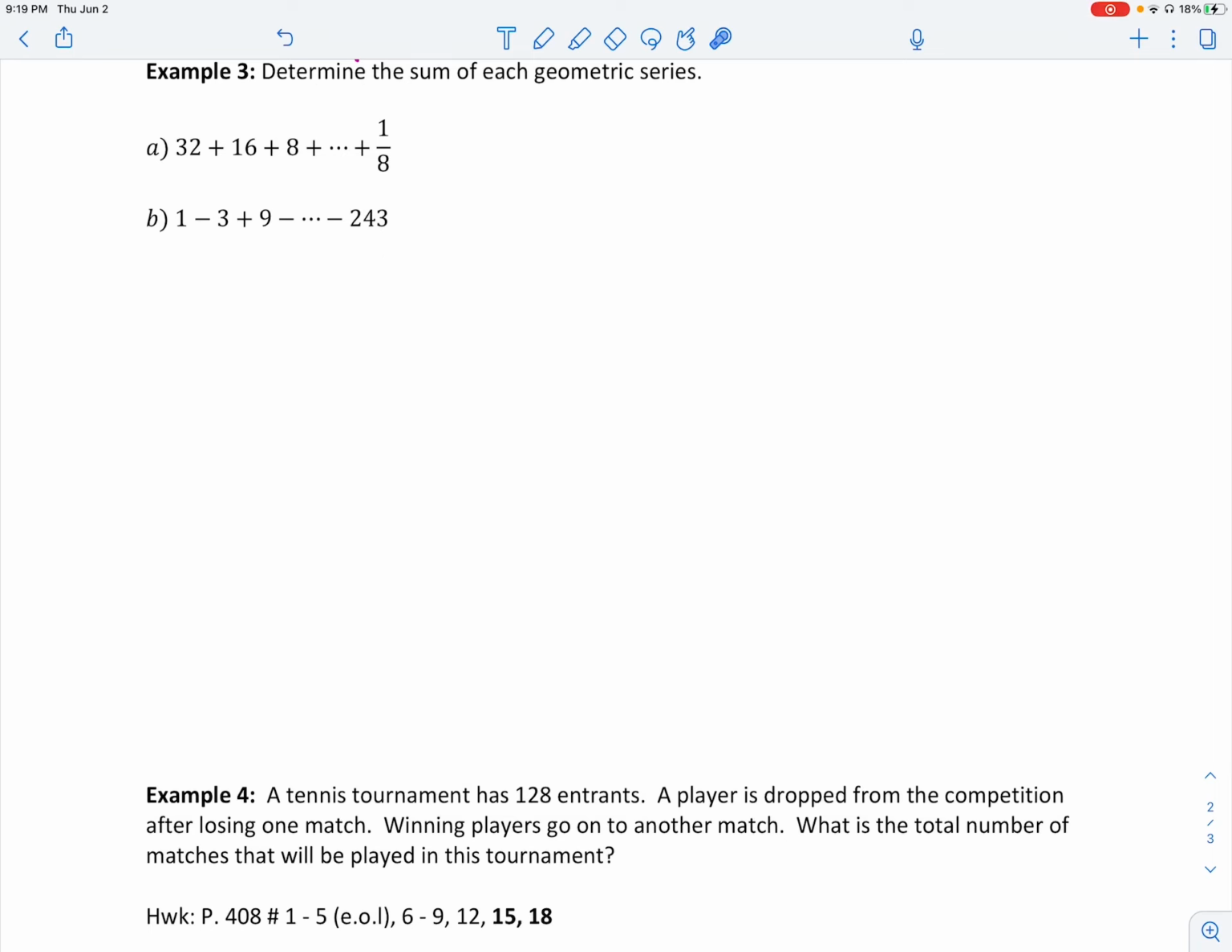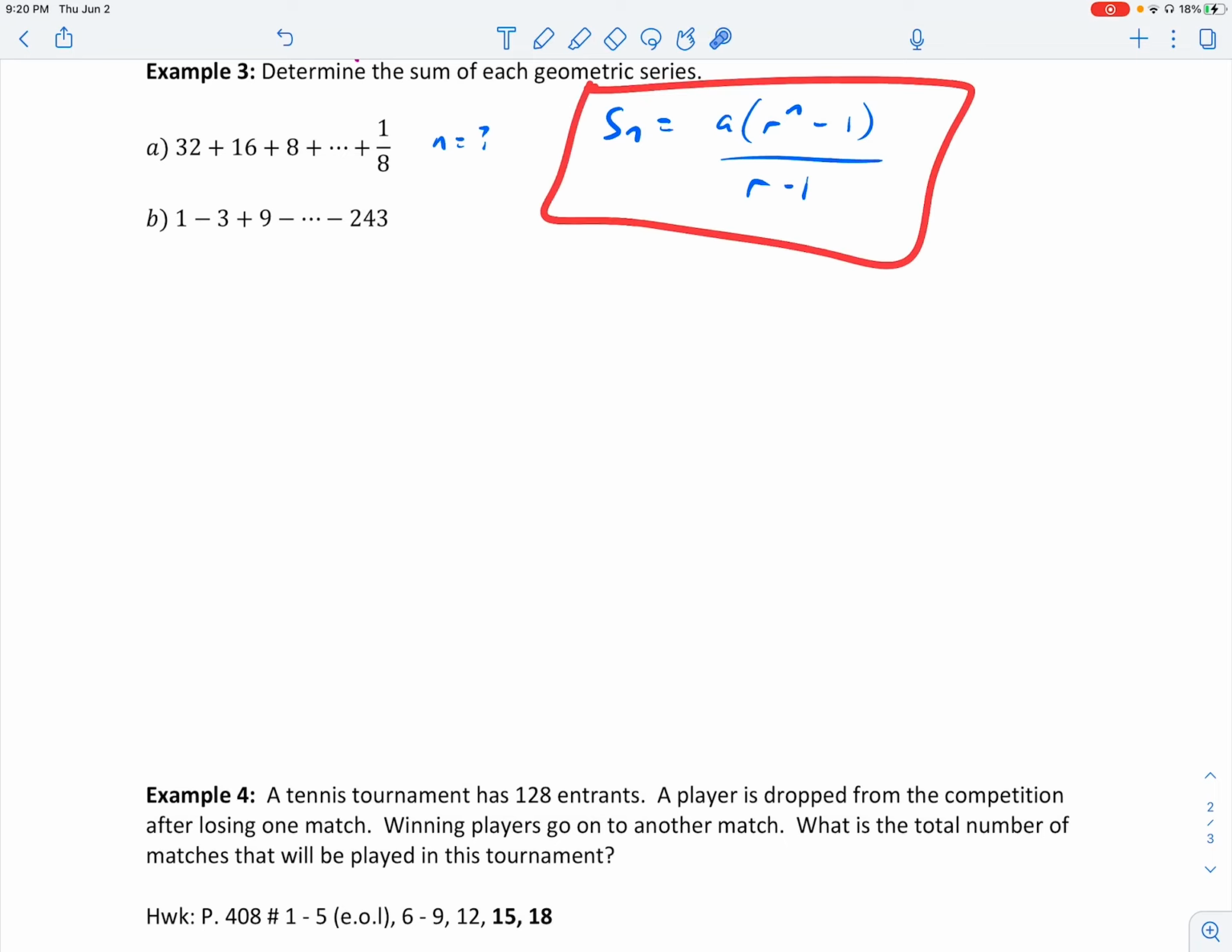So in this one, we have our sequence, our geometric sequence, or series, because we're adding all the terms together. And the thing with this one is we don't know n, right? We don't know how many terms there are. And when we want to find the series, n is one of the things that we need to find. Okay, this is our general formula that we want to use.